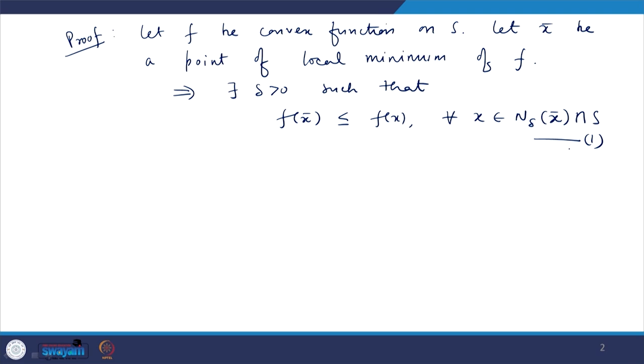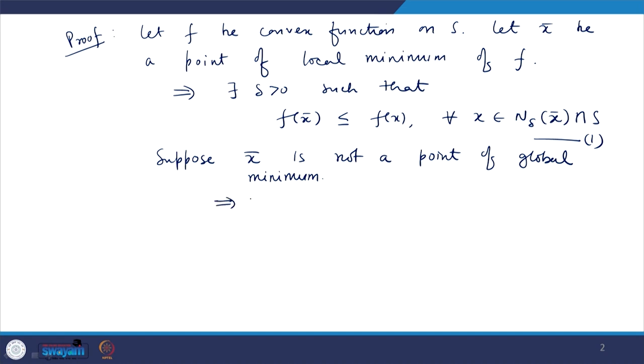Let us suppose x bar is not a point of global minimum. If it is not a point of global minimum, that means there exists some point in S where the value of f is still less than f x bar. So there exists some x cap belonging to S such that f x cap is less than f x bar. Suppose this is true.